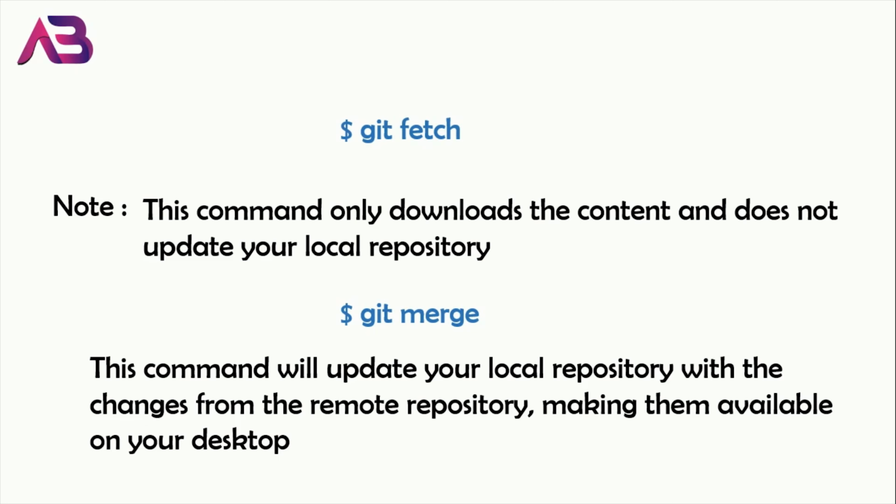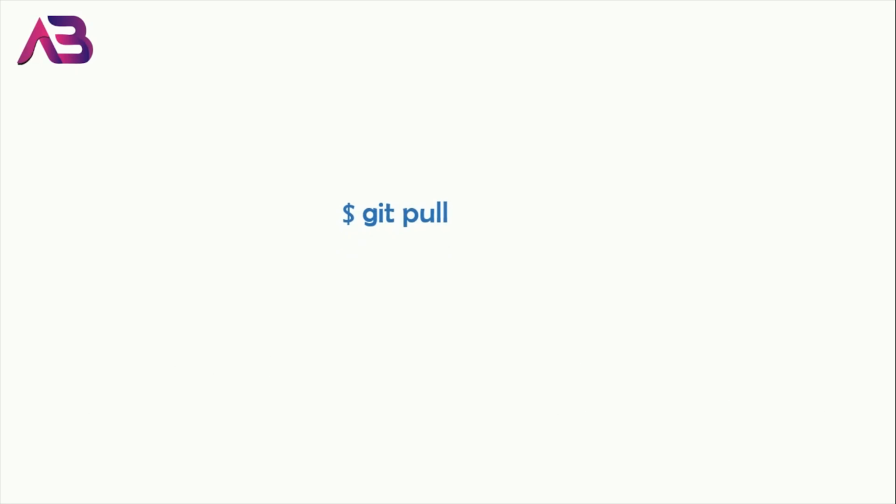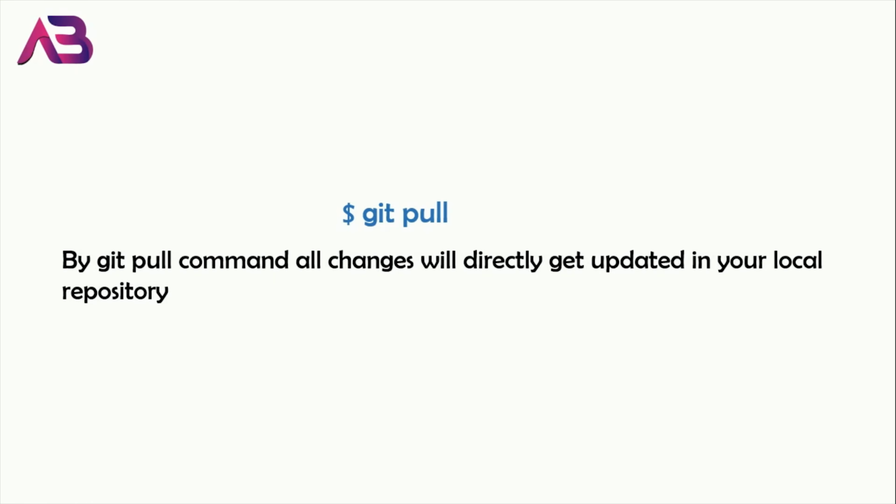There is a shortcut for git fetch and git merge command. You can directly use git pull command instead. By this, all changes will directly get updated in your local repository. Actually, this command is combination of git fetch and git merge.